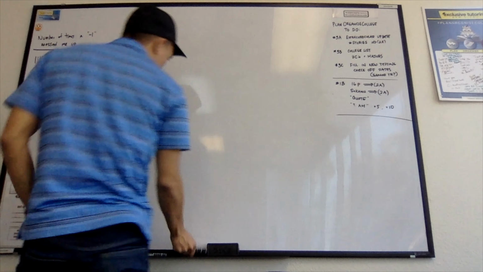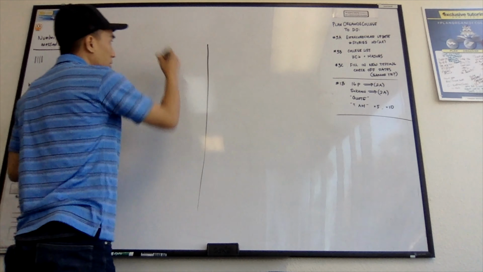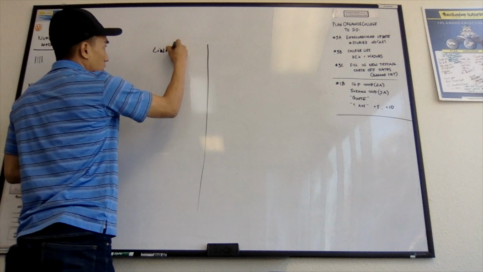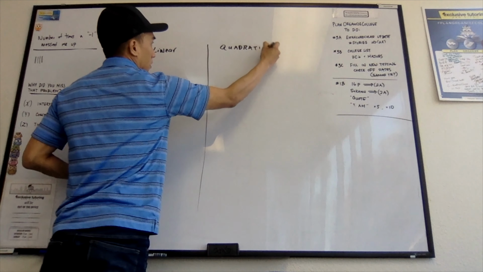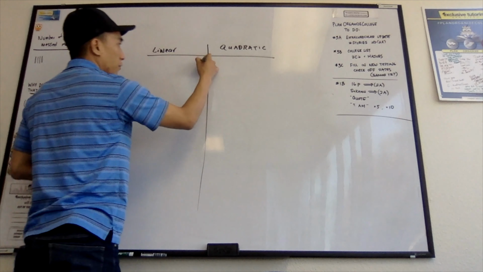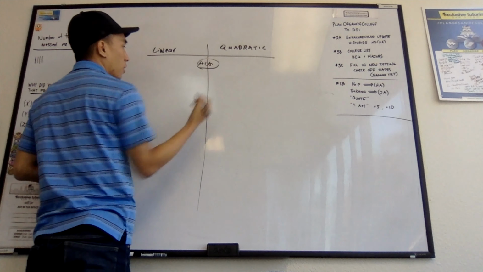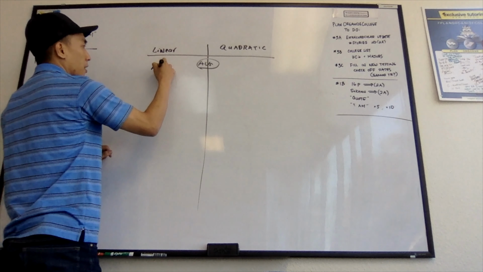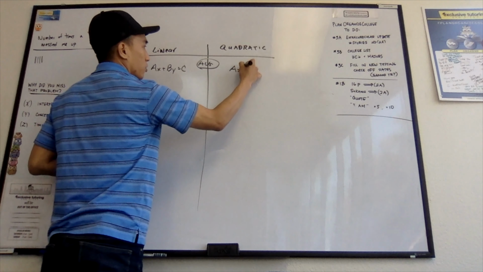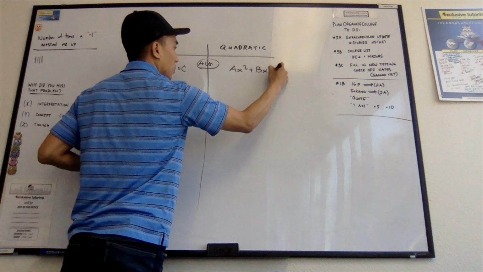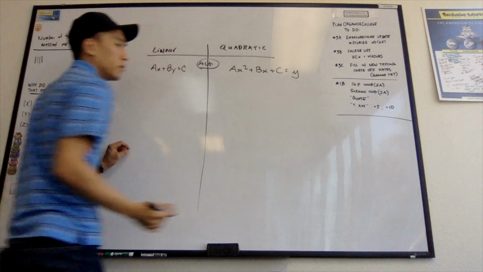Linear and quadratic. We've got to be able to understand this; they're going to test you upon this. So first off, you have your algebra, okay? Your algebra means that you have ax plus by is equal to c, and ax squared plus bx plus c is equal to y. Make sense?